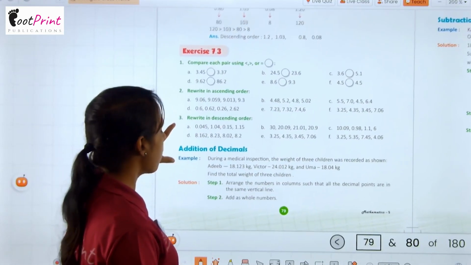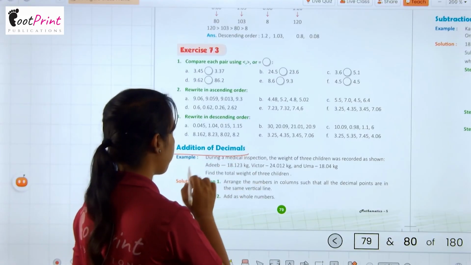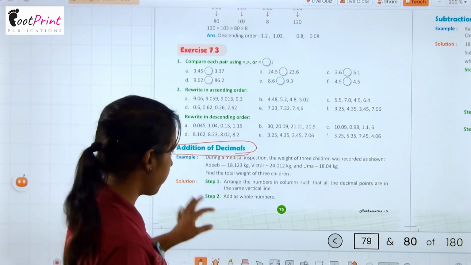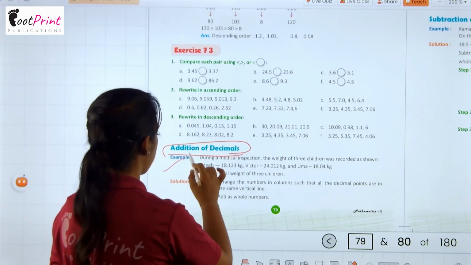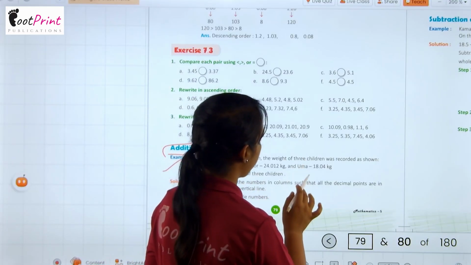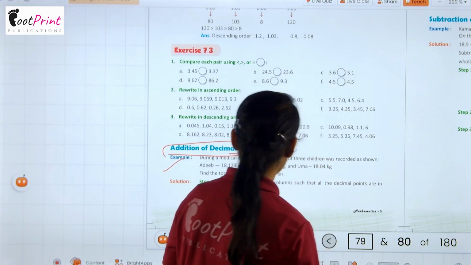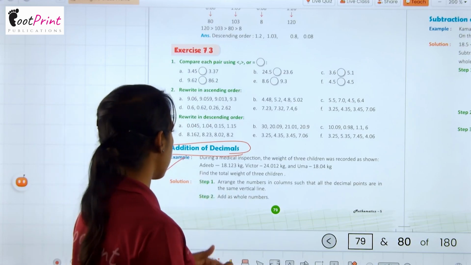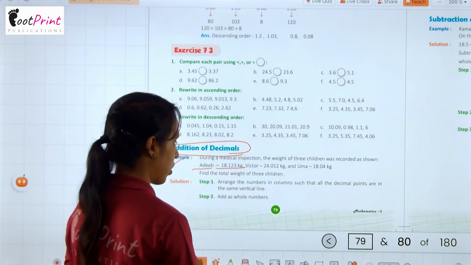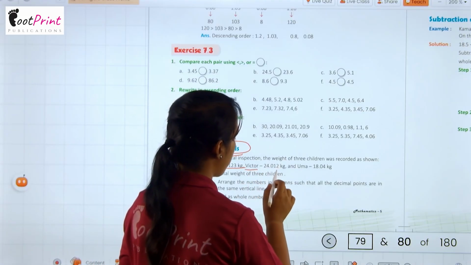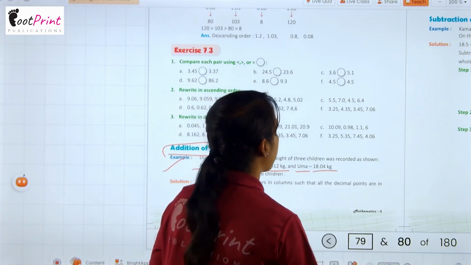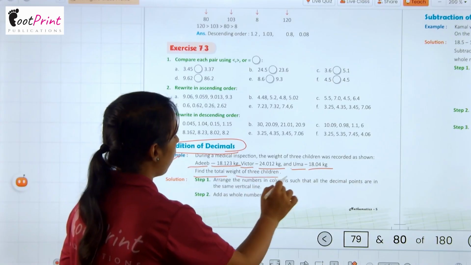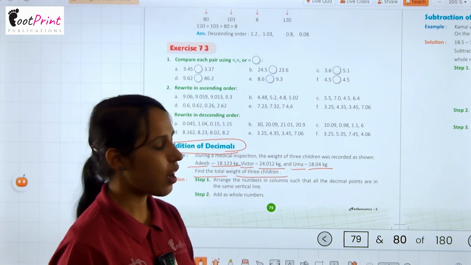Okay. Now we will move into the next topic, that is addition of decimals. कि अब decimals की हम क्या करना सीखेंगे? Addition. ठीक है, उनको add कैसे करते हैं? So here an example is given. During a medical inspection, the weight of 3 children was recorded as shown. आदिप का वेट है 18.123 kg और विक्टर का वेट है 24.012 kg और उमा का वेट है 18.04 kg. So here we have to find out the total weight of 3 children.